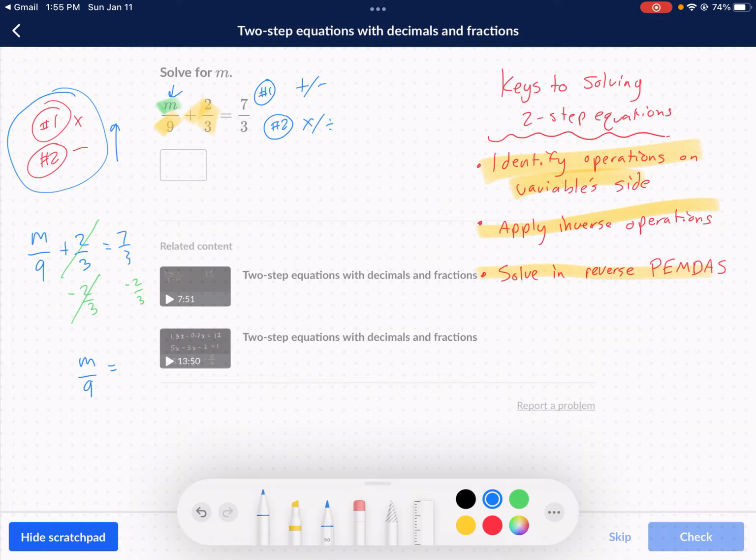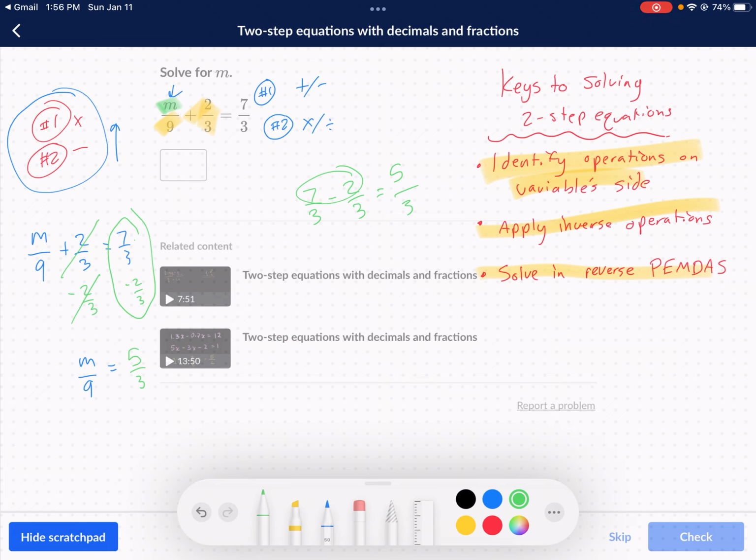Now, on the right side, we have to apply our operation. We have to actually do this problem, 7/3 minus 2/3. When we have 7 over 3 minus 2 over 3, they have the same denominator, so we keep that the same. And then we just subtract the numerators, so we get 5/3.